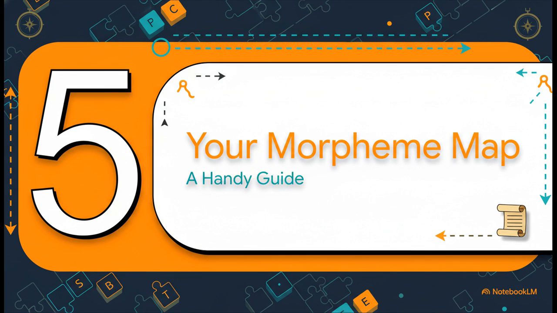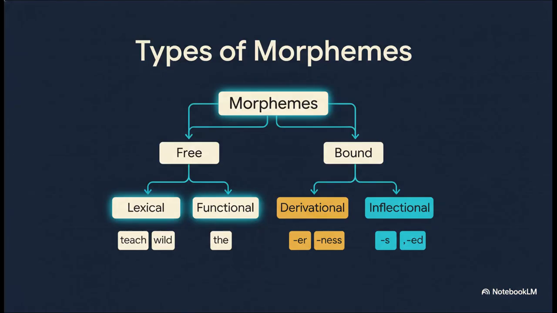So we've covered a bunch of new terms. Let's get them organized with a simple map. You can think of this as your personal guide to the world of morphemes. Here's how it all fits together. At the very top, morphemes are either free, meaning they can stand alone as a word, or bound, meaning they have to be attached to something, like a suffix. Our main words, like teach, are lexical free morphemes. Little grammar words, like the, are functional. And then our bound morphemes are the two types we just mastered: derivational suffixes for building new words, and inflectional suffixes for adding grammar. See, it all fits.